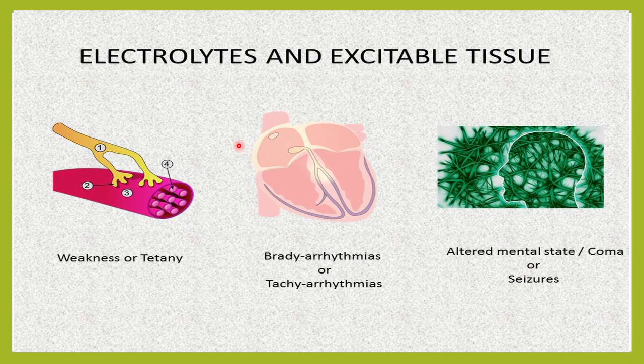So electrolytes have a very important role in excitable tissue, may it be muscle, heart or brain. Whenever there is a deficiency or an imbalance, they will cause twitching, tetany, they might cause bradycardia, tachycardia, they might cause coma, altered mental status, or sometimes even seizures, fits, etc.